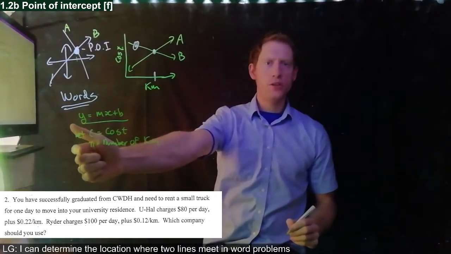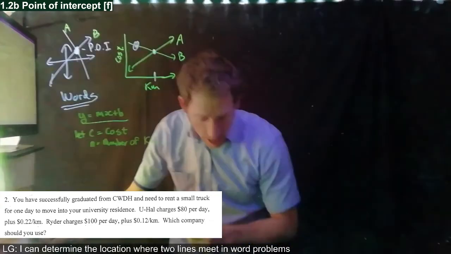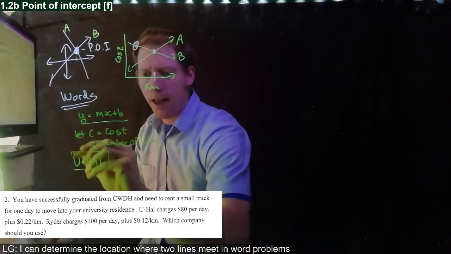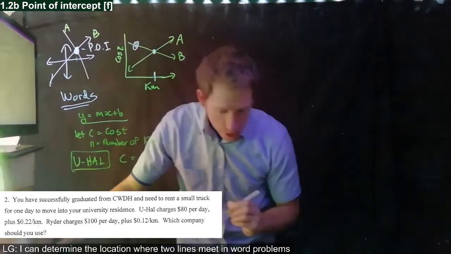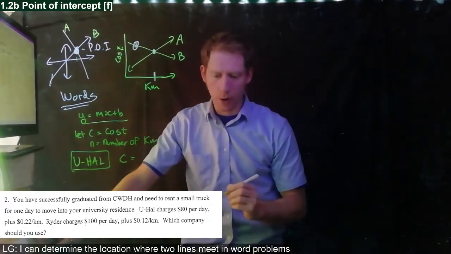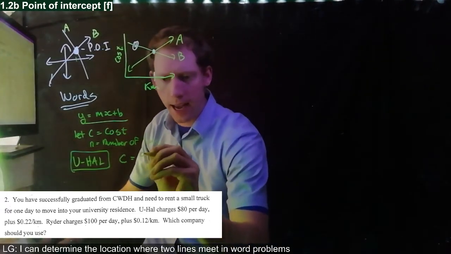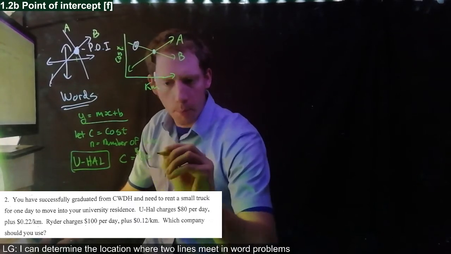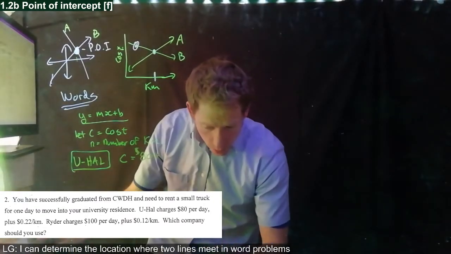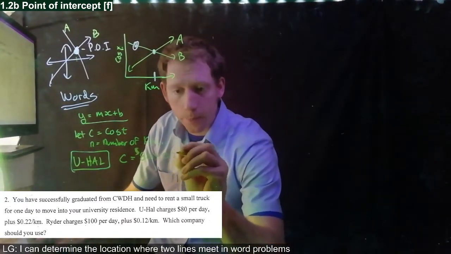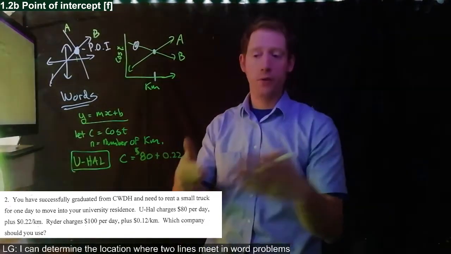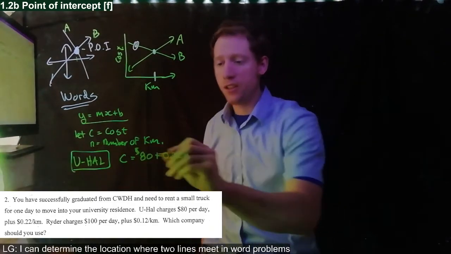So set your variables, and we have two companies. We have U-Haul. Their equation is cost is equal to $80 per day plus 0.22 per kilometer. So it has a fixed fee of $80, plus, okay, we're changing words into symbols, 22 cents per kilometer. I'm going to multiply that by n, because if you have 1 kilometer, it's going to be 22 cents. If you have 2, you have to multiply it. So this is my equation right here.